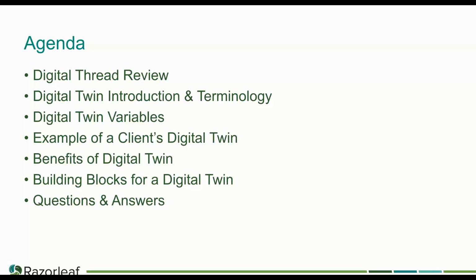As we go over today, we're going to do a little bit of a review of some of the things we talked about in those previous webinars. We're going to then introduce you to the digital twin concepts and terminologies that are going to be important for the remainder of our discussion today. What variables come into play as you try to determine how to build a digital twin and what it should look like? We'll go through some real world examples, or at least one real world example of a digital twin from a client of ours. We'll talk about the benefits, then finally close by talking about some of the building blocks that are needed to realize a digital twin. We'll save some time at the end for questions and answers.